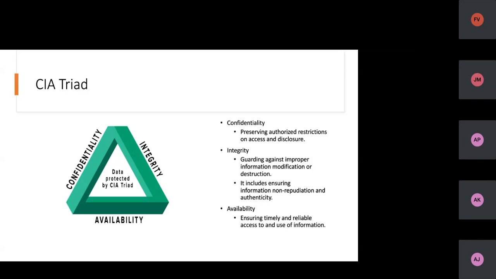Then integrity, which guards against tampering. If I send my girlfriend a message, and someone snatches that message while I was sending it, edits it to something else, and forwards it to the person I was talking to, the integrity is lost. That is improper information. That is not what I intended to send in the first place.